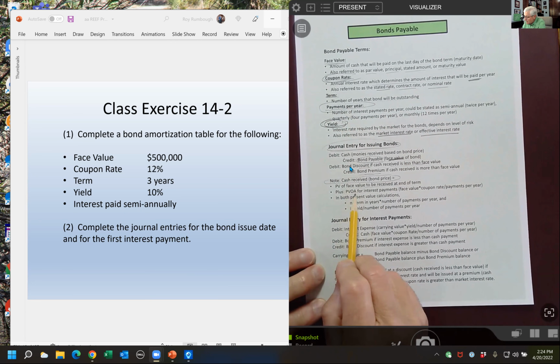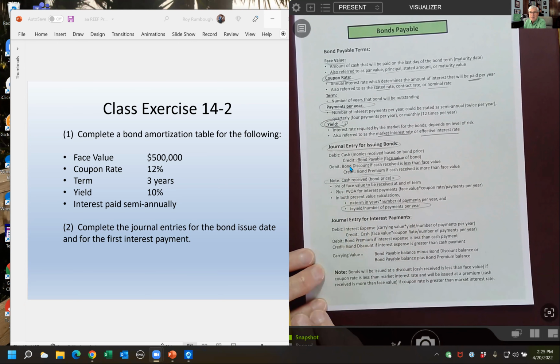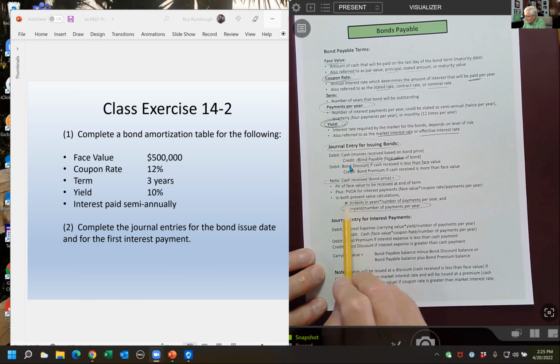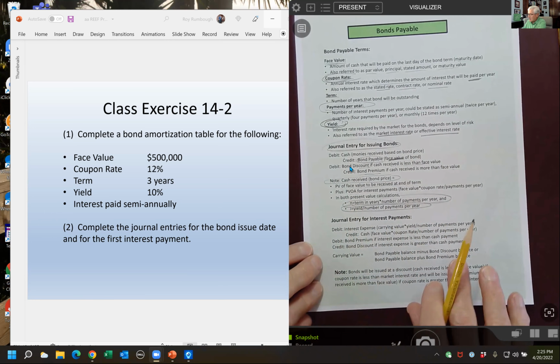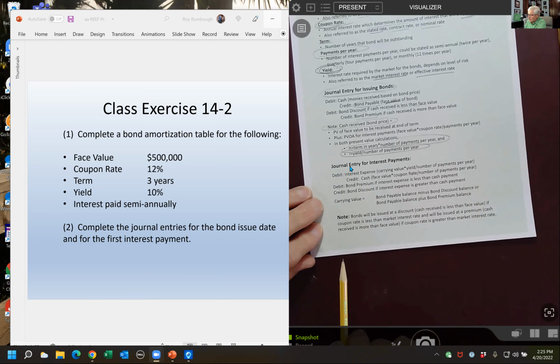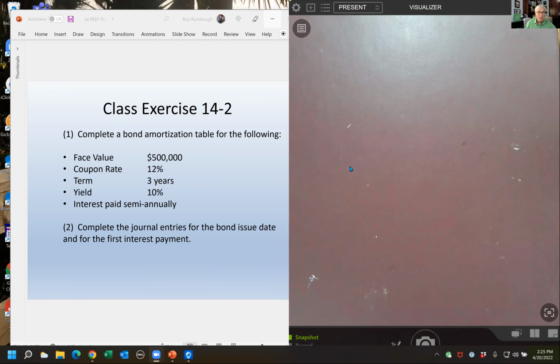And that is based on the interest rate that is the market rate, or the yield, or the effective rate. And N equals the term in years times the number of payments per year. I think this all should make sense for you. And so we also have journal entries here, and we'll see that as I work through these problems.